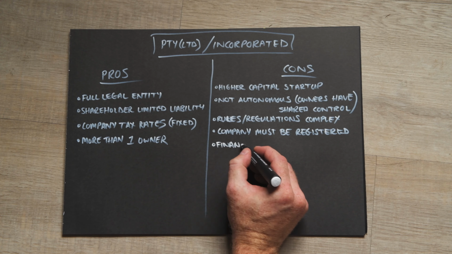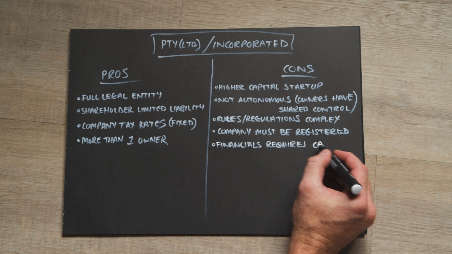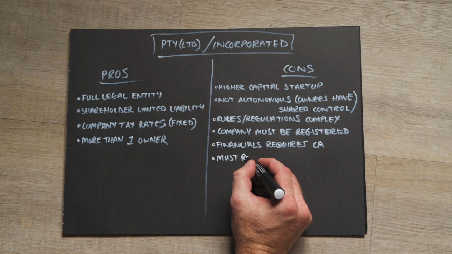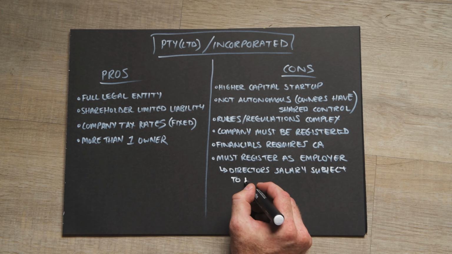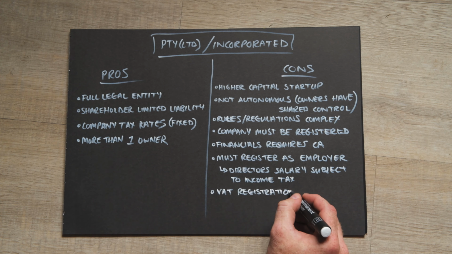Your financial statements need to be compiled by an accounting officer and submitted to SARS, for example. That company must be registered as an employer with SARS, for example, and a director's salary is subject to PAYE deductions, which is pay-as-you-earn deduction. And there's a requirement to register for VAT when a turnover for a 12-month period is over R1,000,000 or more.